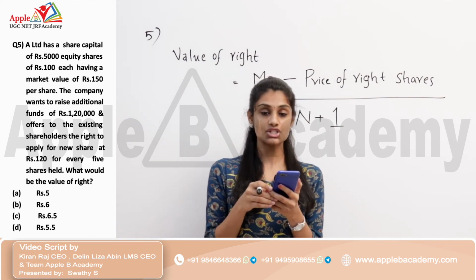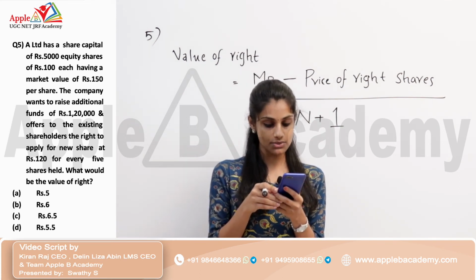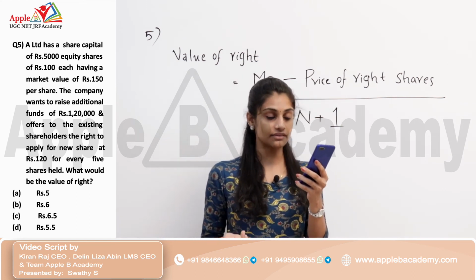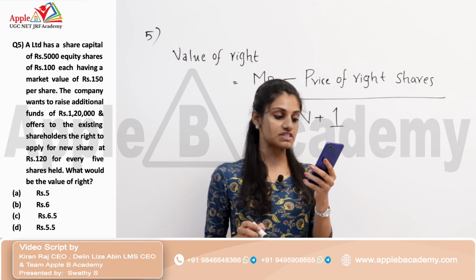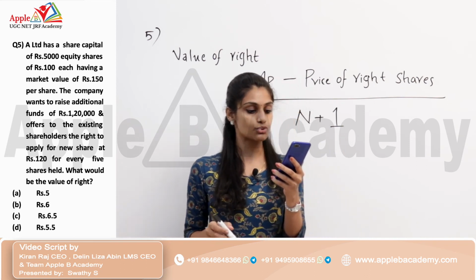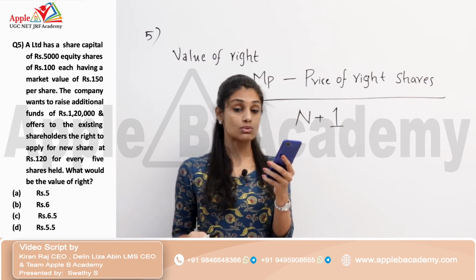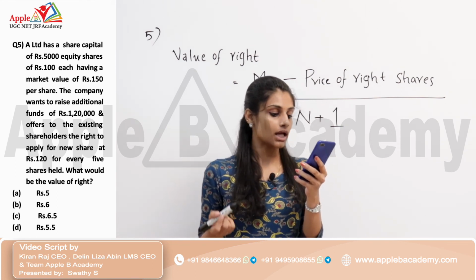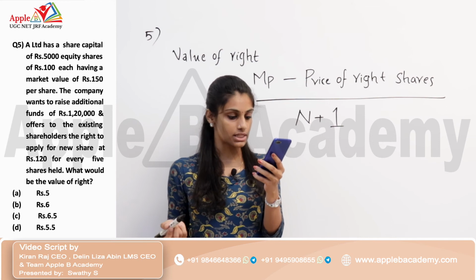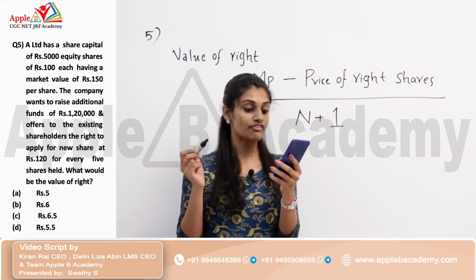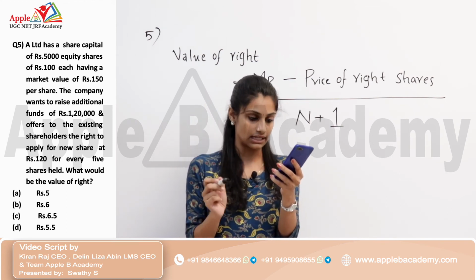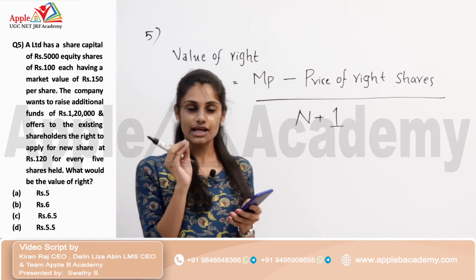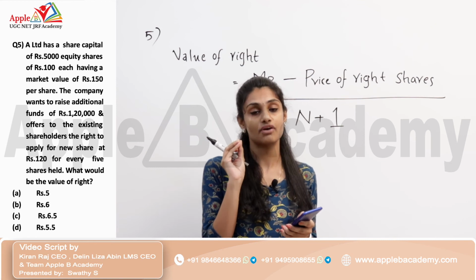A Limited has a share capital of 5,000 equity shares of rupees 100 each, each having a market value of rupees 150 per share. The company wants to raise additional funds of rupees 1,20,000 and offers the existing shareholders the right to apply for new shares at rupees 120 for every 5 shares held. What would be the value of right? So this question is about calculating the value of right shares.